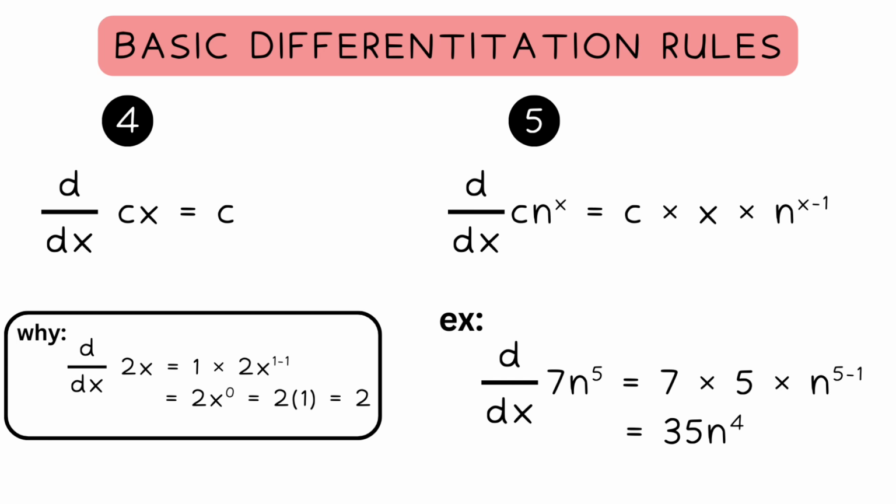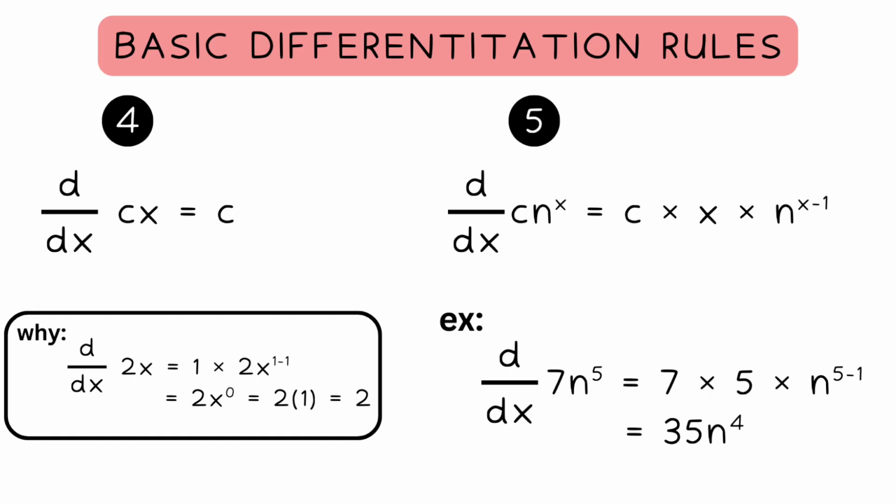Rule 5, Power Rule. The derivative of c times x raised to the power n equals c times n times x raised to n minus 1. In this rule, we multiply the coefficient by the exponent, then subtract 1 from the exponent. Example from the slide. 7 times 5 is 35, and 5 minus 1 is 4. So the answer is 35 x raised to 4.